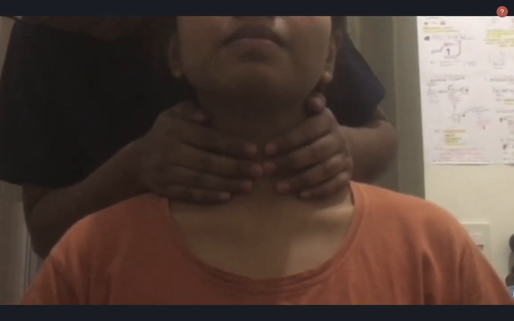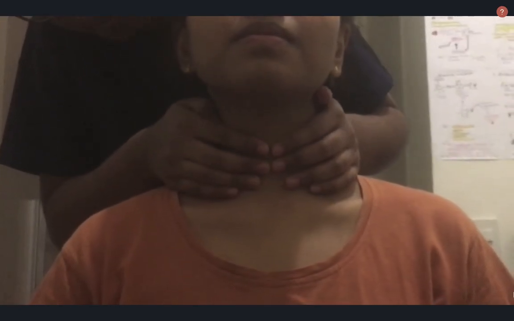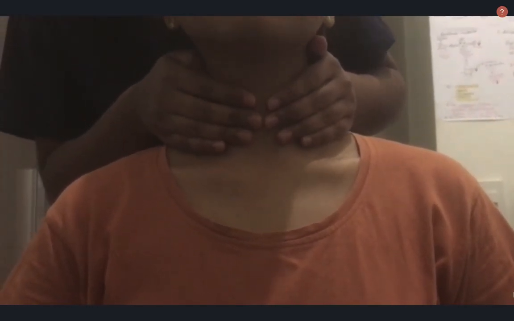Now move behind the patient and place the fingers of both hands on the neck of the patient. Make sure that your index finger is below the cricoid cartilage. Now ask the patient to take a sip of water and swallow. When the patient is swallowing the water, you will feel the thyroid isthmus rising behind your fingers.